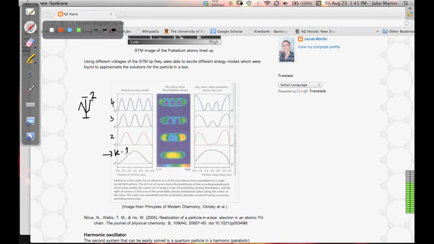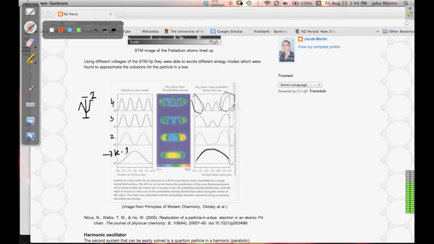Now, if you change the voltage of the tip, you can excite these different modes, and you actually get pretty good approximations here for the particle in the box. You will see that it's slightly favored on the edges as you get to higher order modes, and we can explain that using our harmonic model, which we'll develop in the next video.